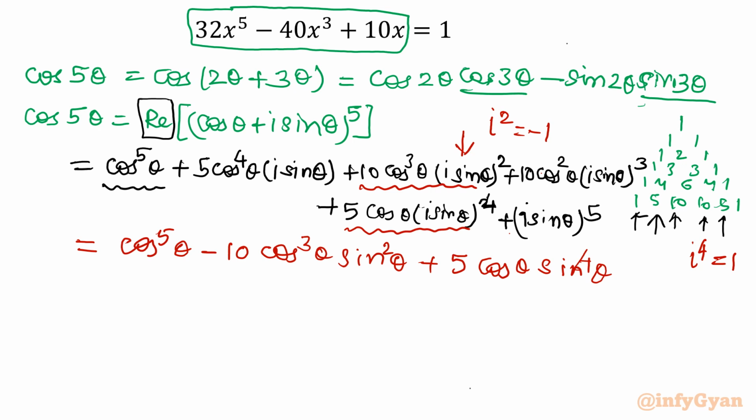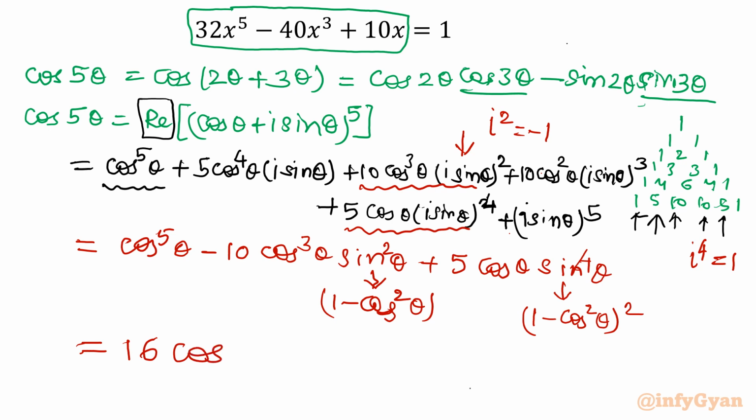Now I will do only one thing. In place of sin² θ, I will write 1 minus cos² θ. And sin^4 θ, sin² we know is 1 minus cos², so the whole square: (1 - cos² θ)². The rest I will expand. What am I getting? After simply expanding this by putting this formula, I will get 16 cos^5 θ minus 20 cos³ θ plus 5 cos θ. This much I will get for cos 5θ.